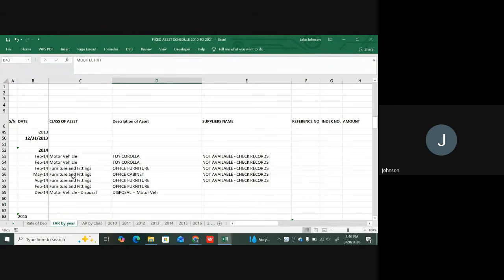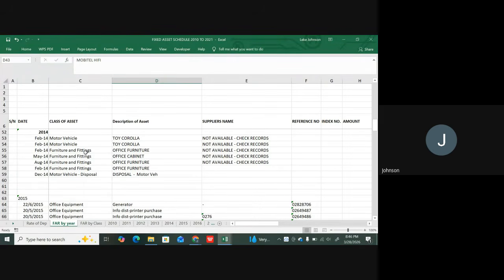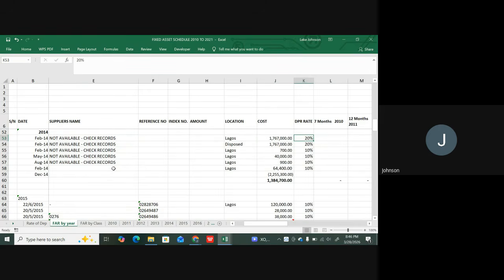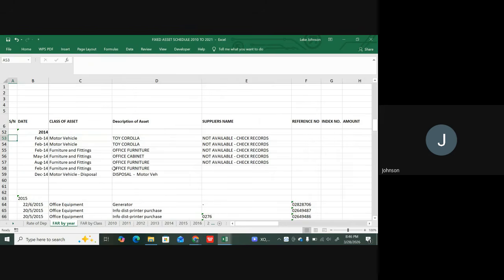Okay, so here is where we have the motor vehicle at 20%. So we need to check for when this one was purchased. It was purchased on 1st of February, and then there was a disposal by December 2014. So let's check what is happening over here. A motor vehicle was disposed. As at the time it was purchased, we are looking at 20% for all this. But why are we, oh, did I make a mistake?